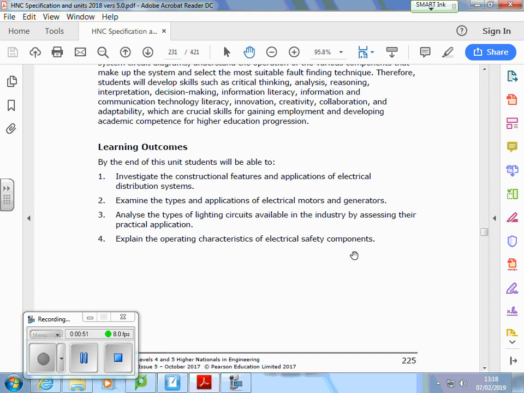Examine the types and applications of electrical motors and generators. Analyze the types of lighting circuits available in industry by assessing their practical application, and explain the operating characteristics of electrical safety components.